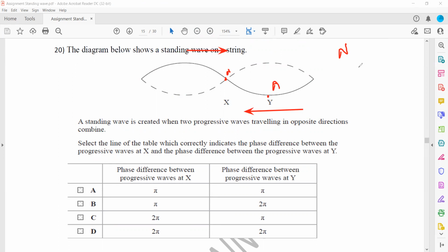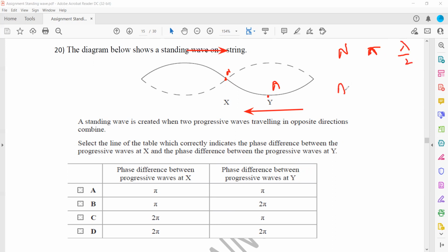So when a node is formed by constructive interference, so constructive interference, the phase difference should be 2 pi, or the path difference should be lambda. Sorry, it's node that is there. So whenever a node is formed, they should completely cancel out the effect of each other. So destructive interference, so this will be pi or lambda by 2.